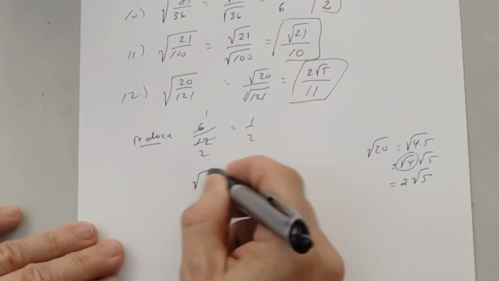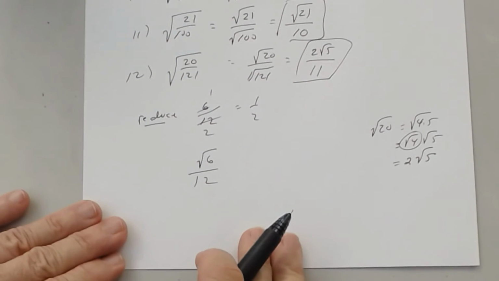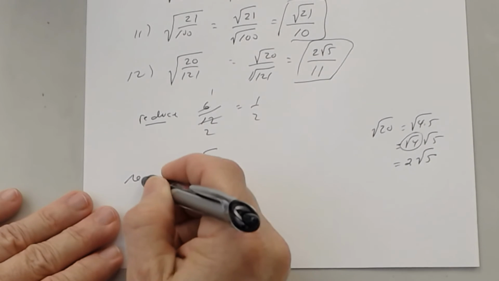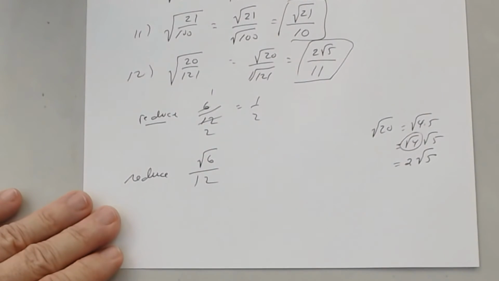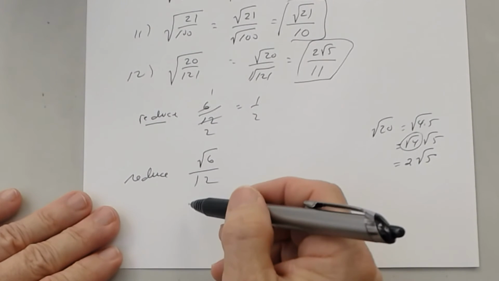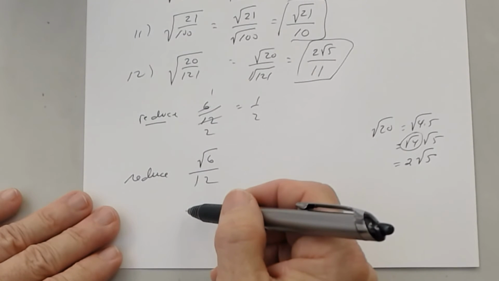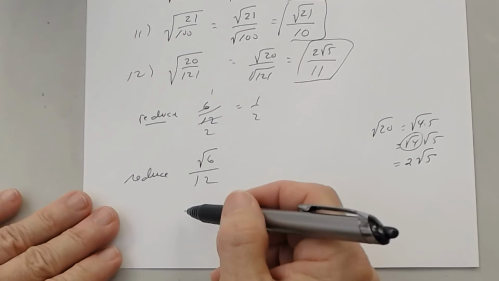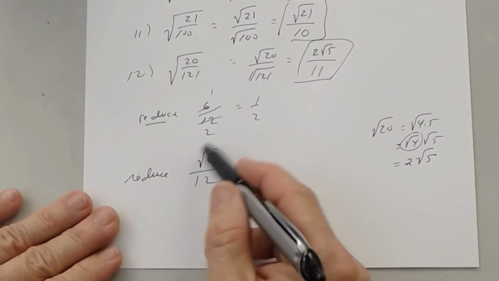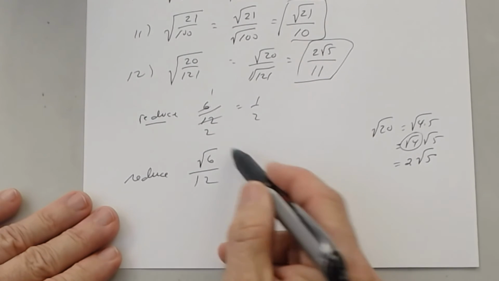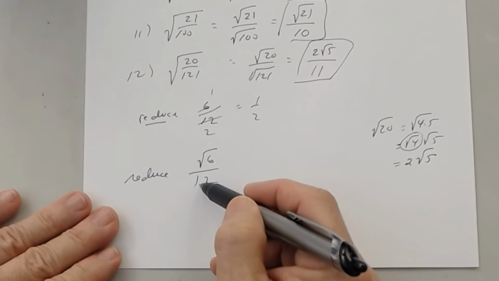But what if this was the square root of 6 divided by 12? Can you reduce that? In other words, can I reduce that 6 into 12 here? No, you can't, because this numerator is not 6. What's the numerator? The square root of 6.